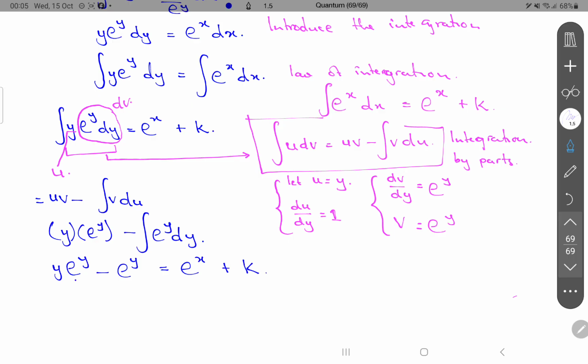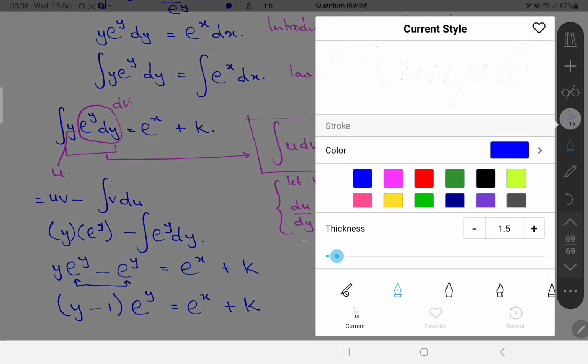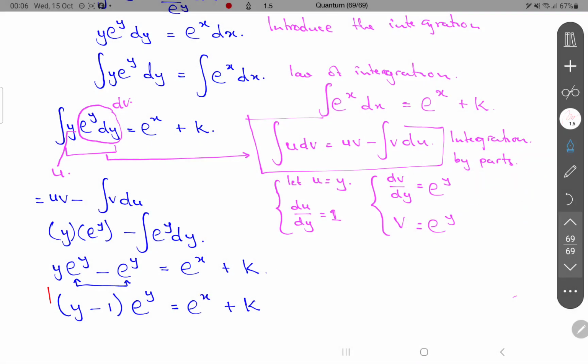Now we can factorize because we have this which looks common. So in other words, I will have y minus 1, pull it outside, times e^y is equal to e^x plus k. So if you do that, this will be our solution, our answer to the differential equation.